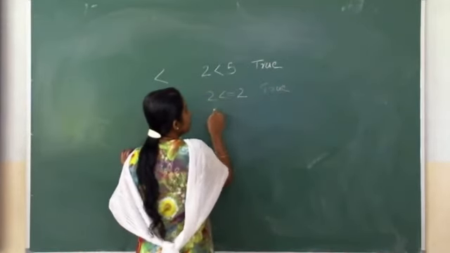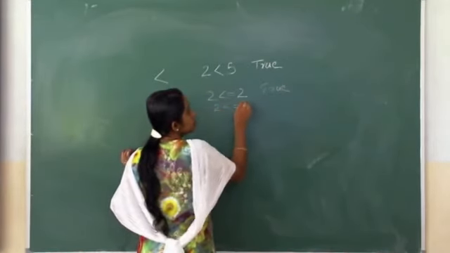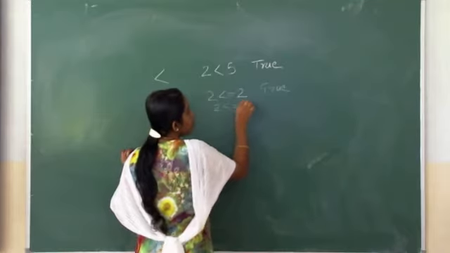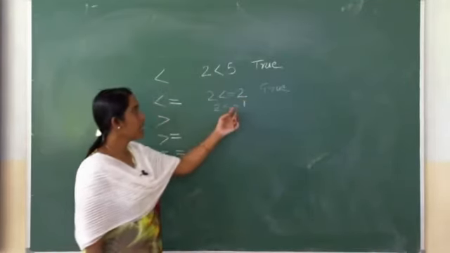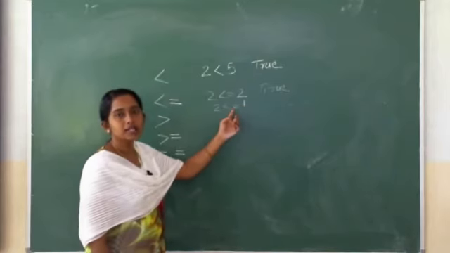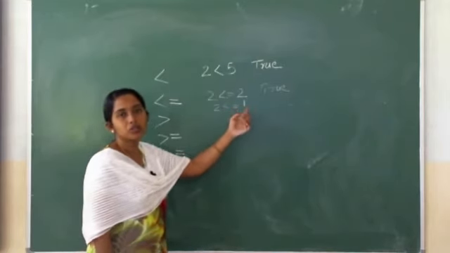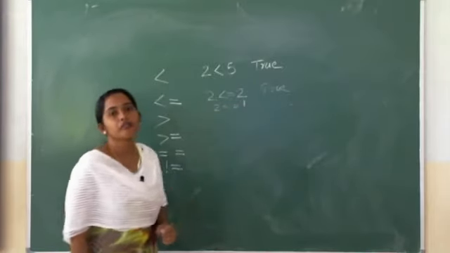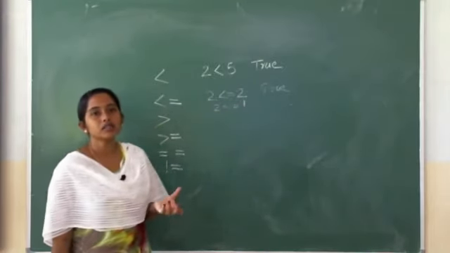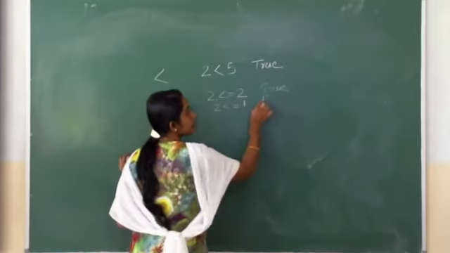If I write here 2 less than or equal to 1, what will be the result? Less than, it's not satisfied, equal to, not satisfied. So what will this condition become? False. In total, this condition was false.